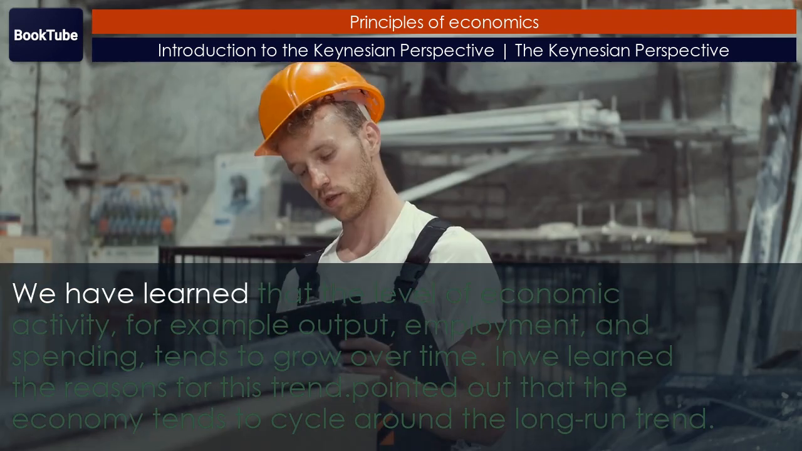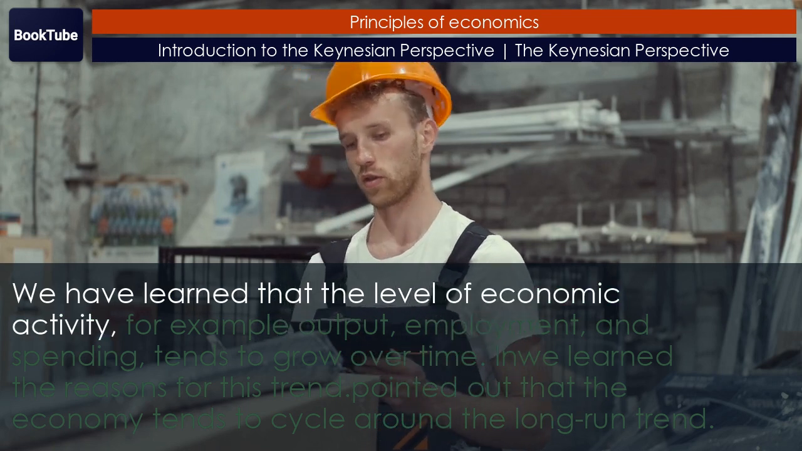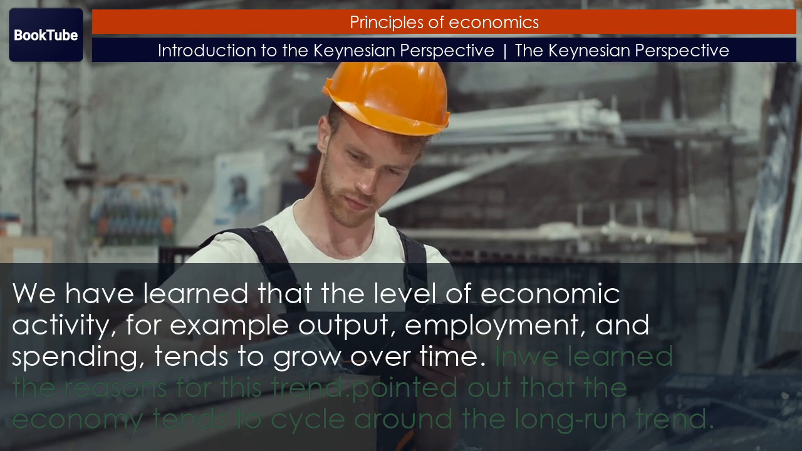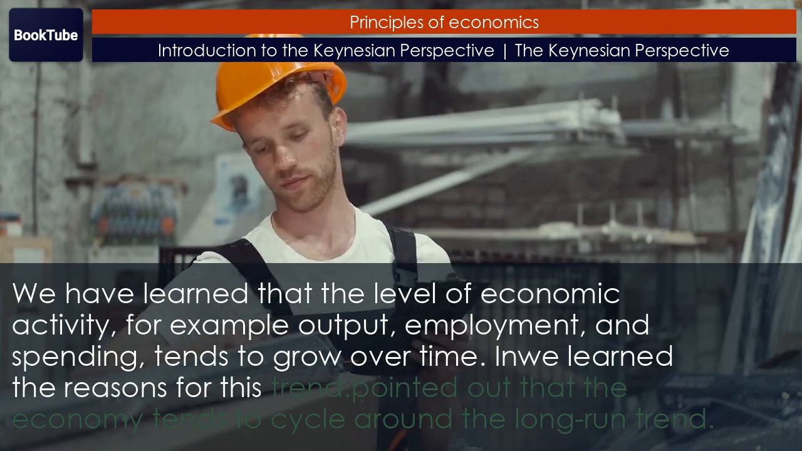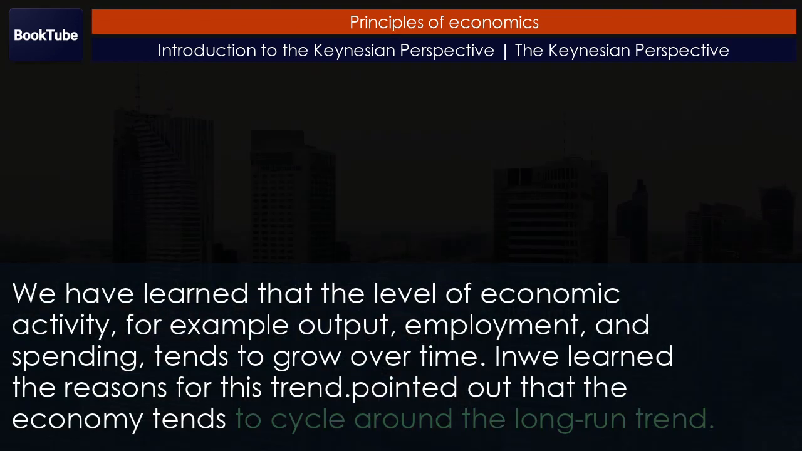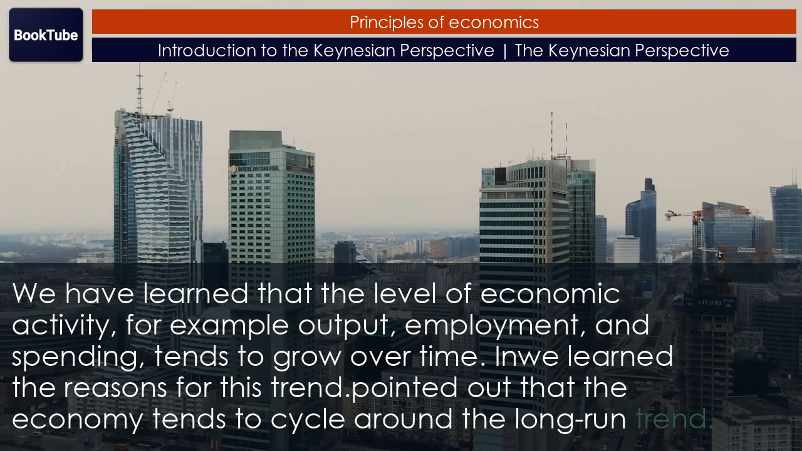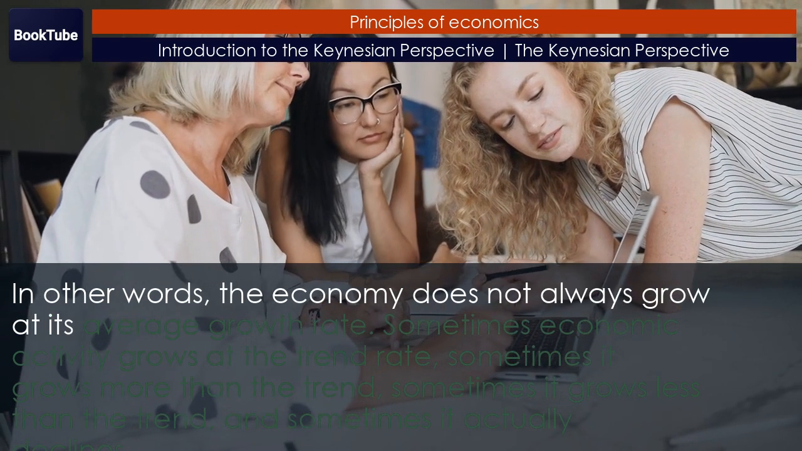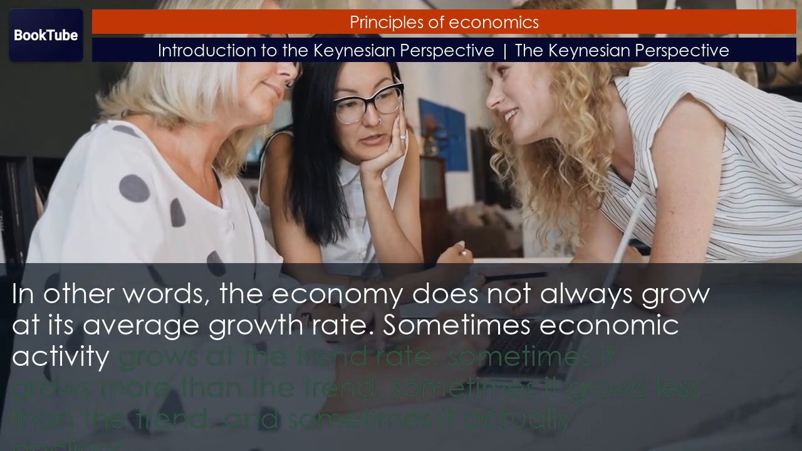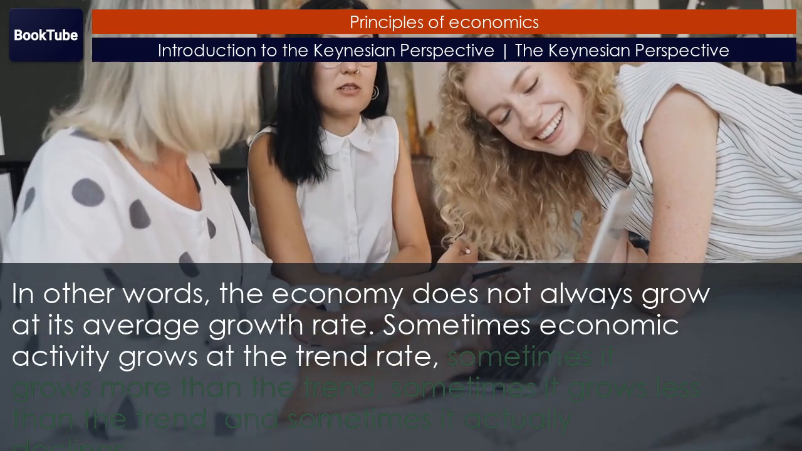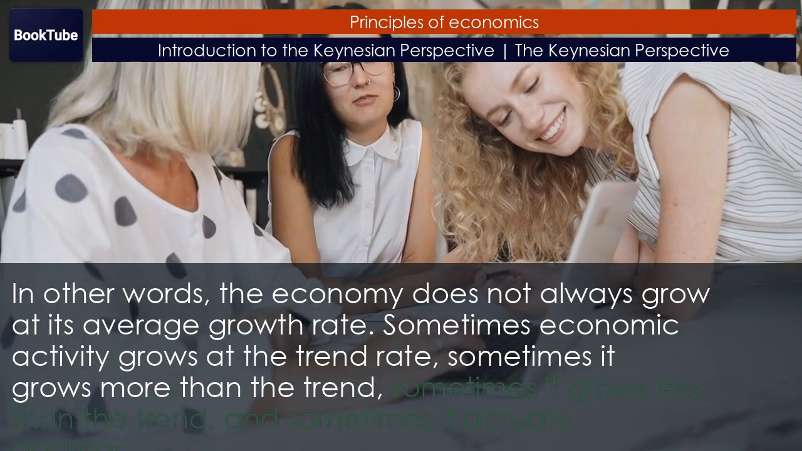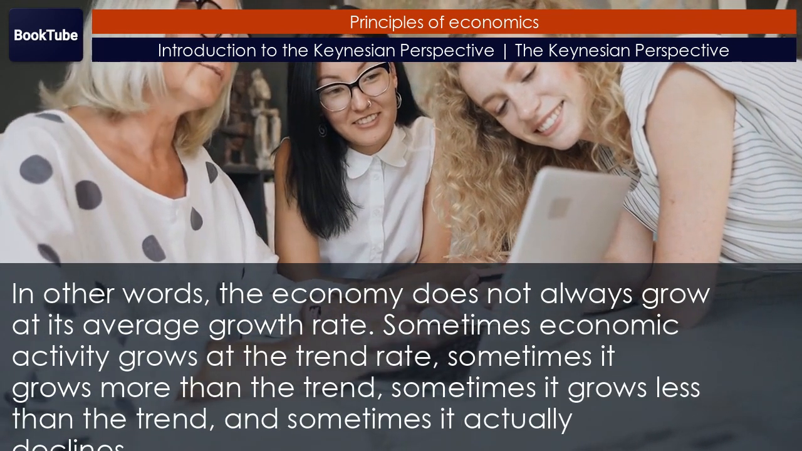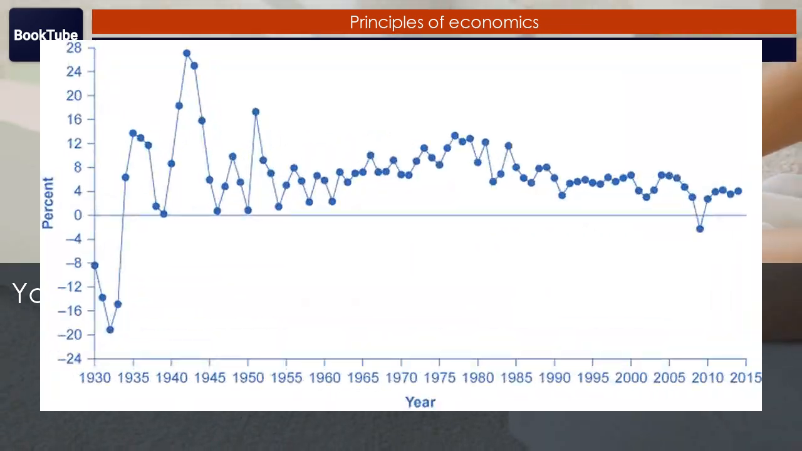We have learned that the level of economic activity, for example output, employment, and spending, tends to grow over time. We learned the reasons for this trend, and pointed out that the economy tends to cycle around the long-run trend. In other words, the economy does not always grow at its average growth rate. Sometimes economic activity grows at the trend rate. Sometimes it grows more than the trend. Sometimes it grows less than the trend. And sometimes it actually declines. You can see this cyclical behavior in Figure 2.